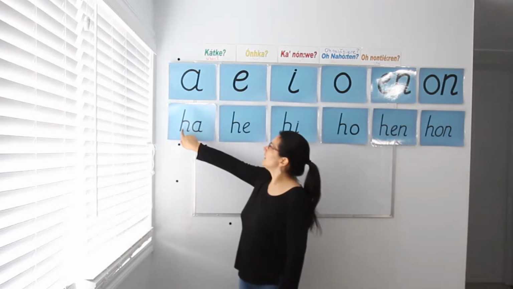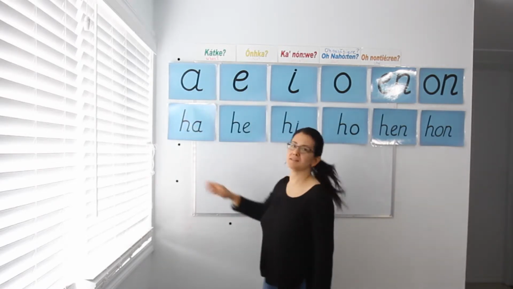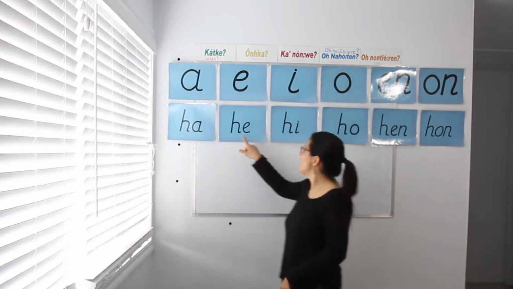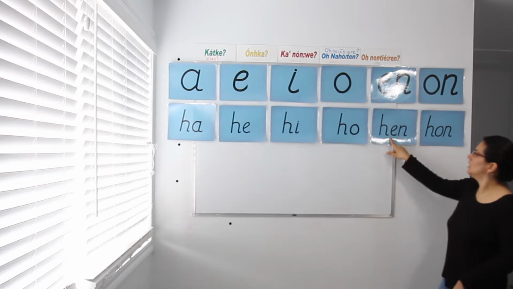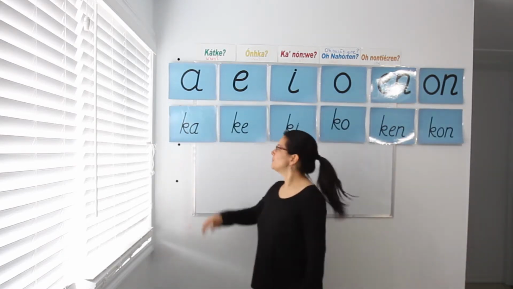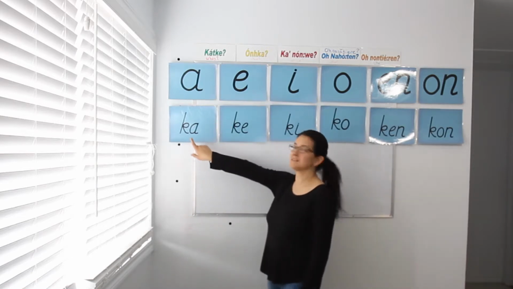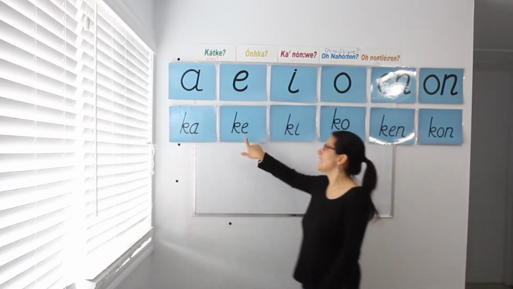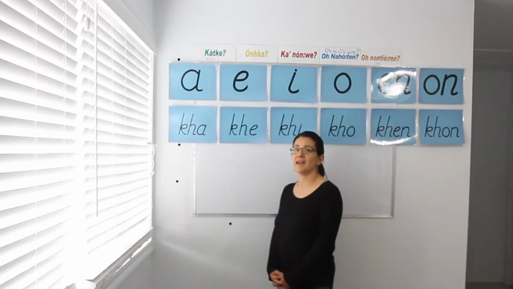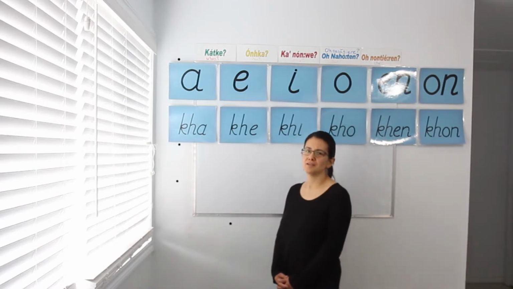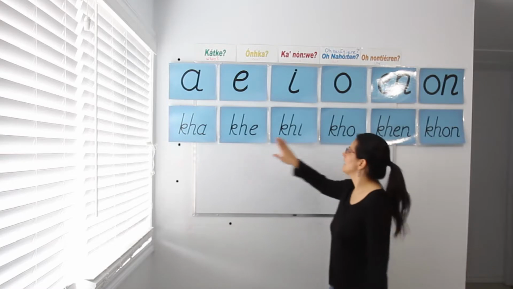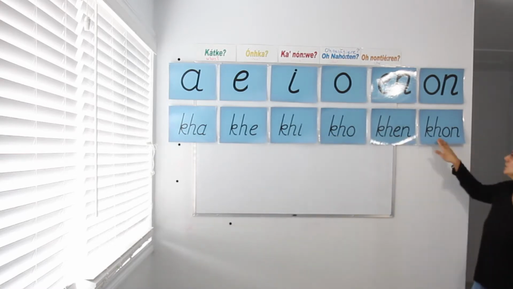So when you incorporate H with the vowels, this is what you will get. H sounds like ha, he, hi, ho, hun, hum. And K makes the g sound. Incorporating K with the vowel sounds makes these sounds. Ga, ge, gi, go, gon, gun. And KH makes the k sound. So incorporating KH with the vowel sounds, ka, ke, ki, ko, kon, kun.